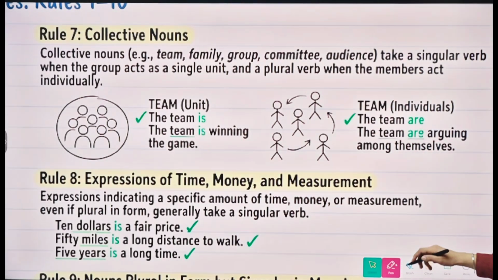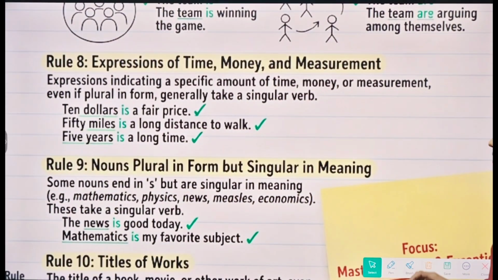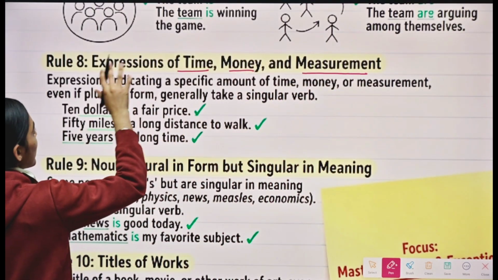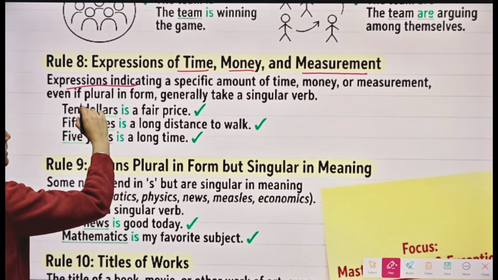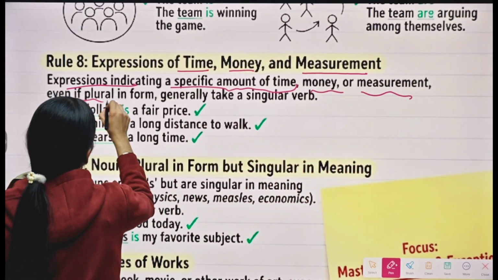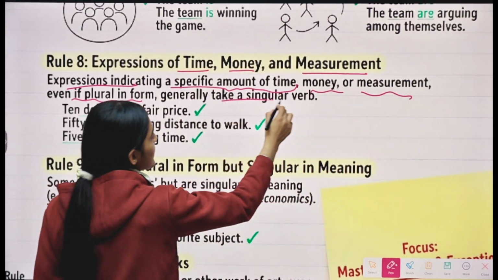Then we have this one, expressions of time, money and measurement. Whenever we use these expressions indicating a specific amount of time, money or measurement, even if the plural form is there, we generally take a singular verb.